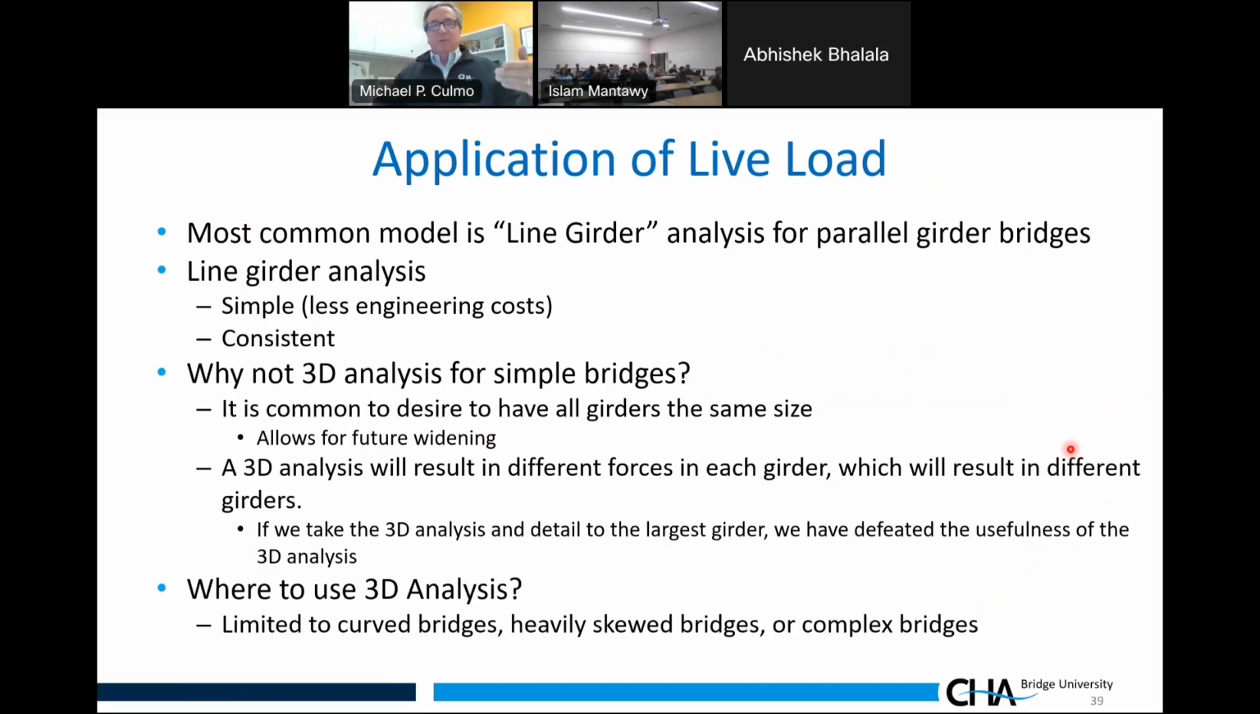We calculate what percentage of load is applied to each beam individually. We don't look at it as a grid or a grillage or a 3-dimensional structure. We try to break a 3-dimensional structure down into a 2D structure. So line girder analysis is very simple. It's easier to design for line girder analysis. You get consistent results. It's easy, it's cheap, it works well, and gives you a safe bridge.